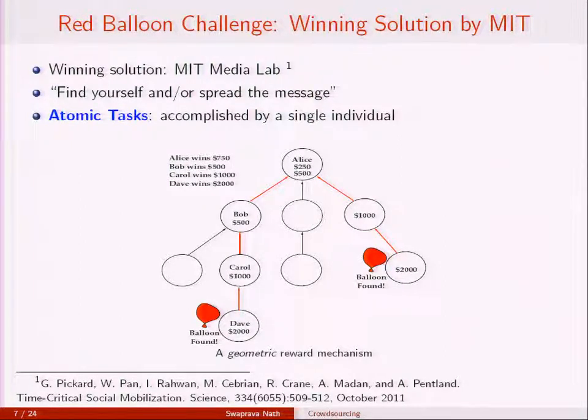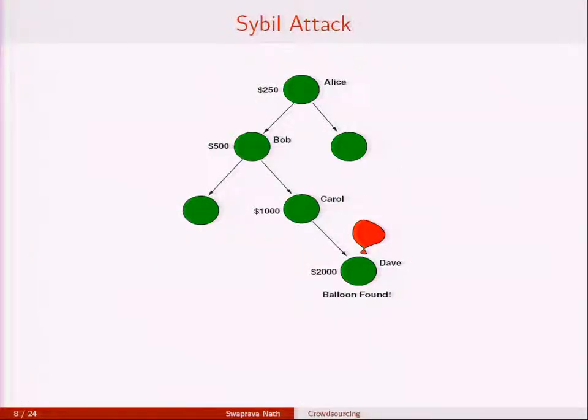There are two things that need to be noticed here. There is an incentive for each of these agents to participate, because if you know the location of the balloon, you get the maximum amount of money. So you have an incentive to search for the balloon. And also if you don't know, you have an incentive to forward, because that gives you some passive reward. Just for spreading the message, you are getting some payoff. Though this mechanism sounds very plausible, we'll show that there are certain problems.